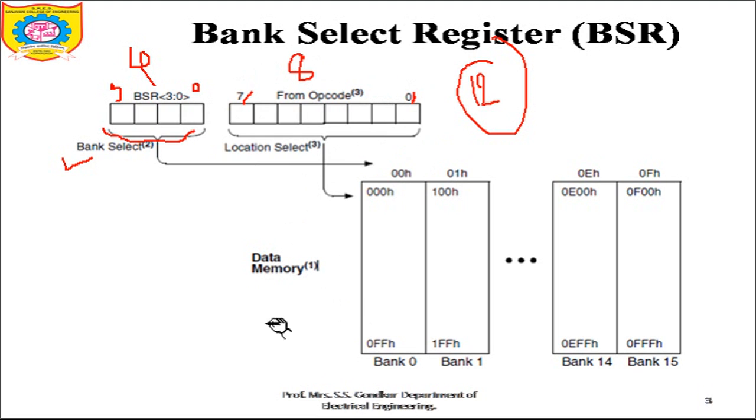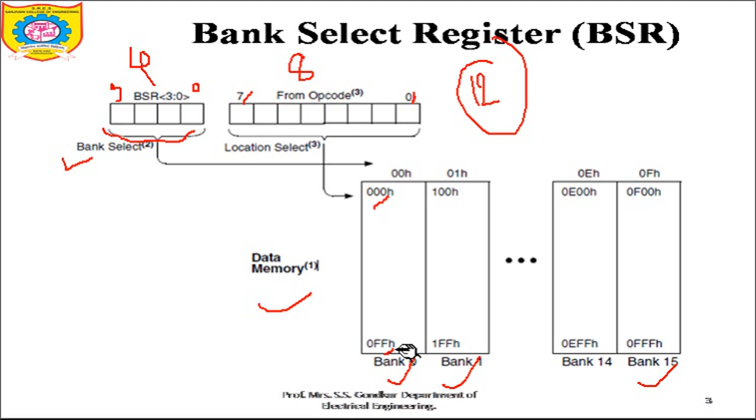Here you can see your data memory. You can see bank 0, bank 1 up to bank 15. These are 16 banks in number. How to select those banks is more important. Now see, the lowest bank is bank 0, which has the address from 00 to FF.